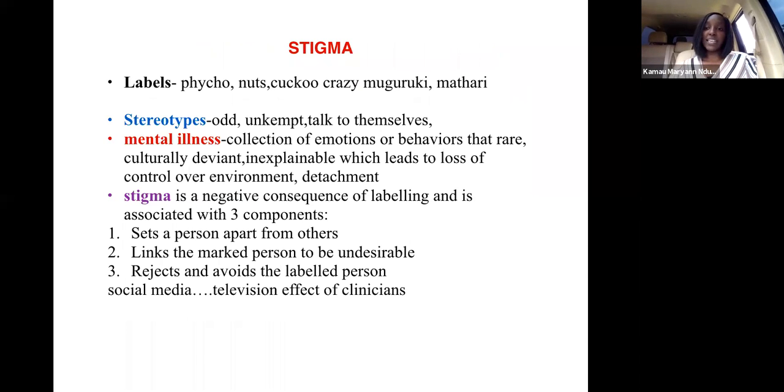So let's discuss stigma. Stigma is a negative consequence of labeling that is associated with 3 components. One, you set the person apart from others.